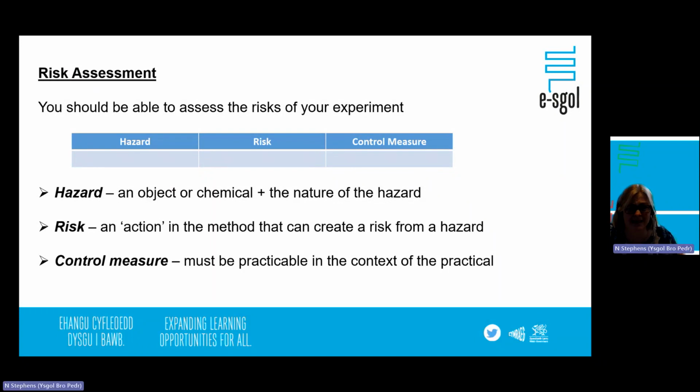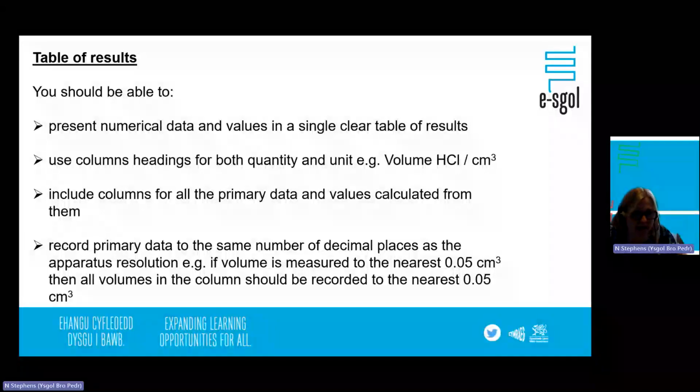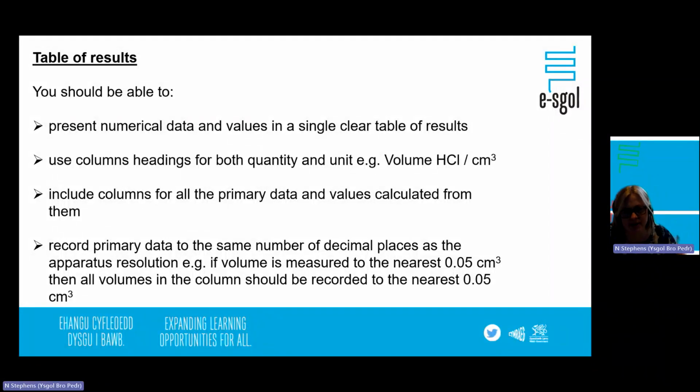So it has to be sensible, realistic, and reasonable within the context of the practical that you're carrying out. Table of results, of course: don't forget to present numerical data in a single clear table of results. Your column headings should be the only place where you see your units, etc.